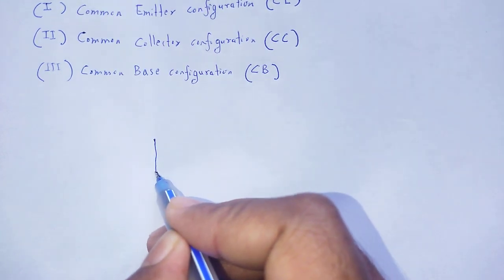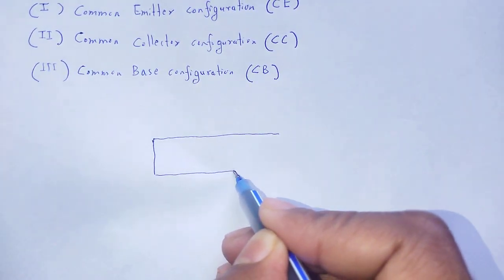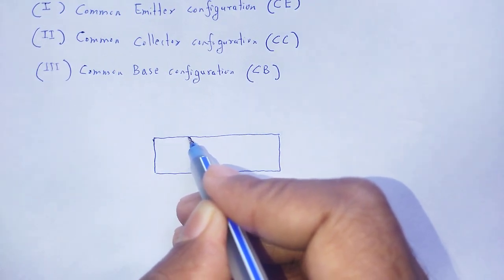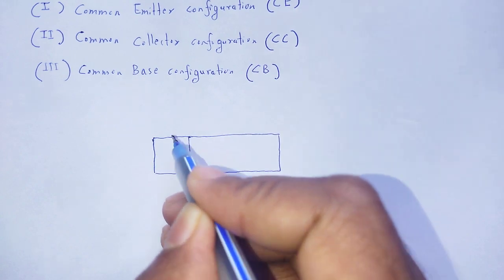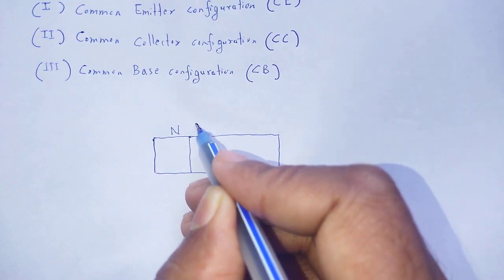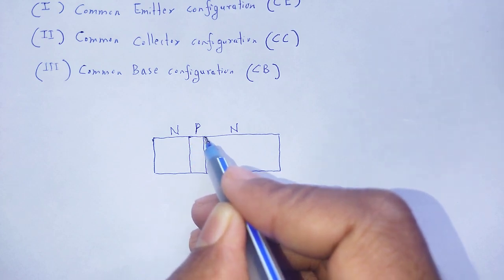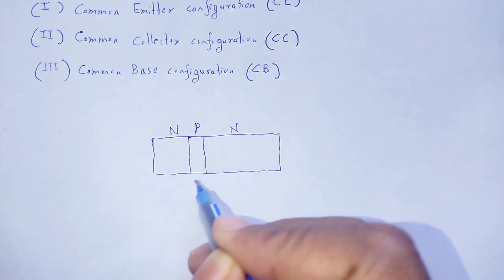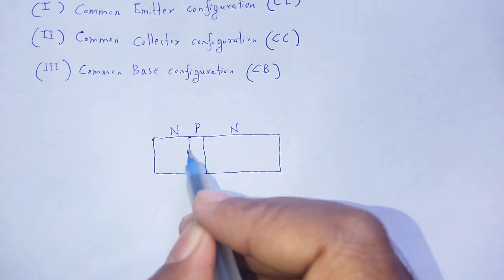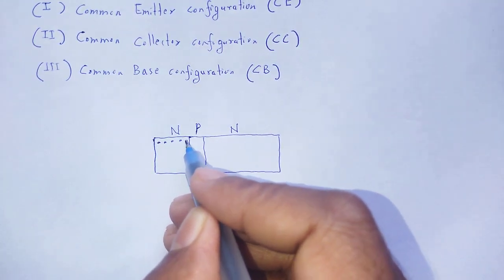As we take an NPN transistor, N type semiconductor, P type semiconductor, again N type semiconductor, that one is emitter, this one is base, that one is collector. Emitter is heavily doped N type. The majority charge carriers are electrons, which are heavily doped.